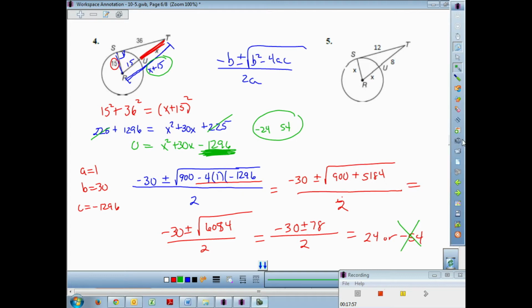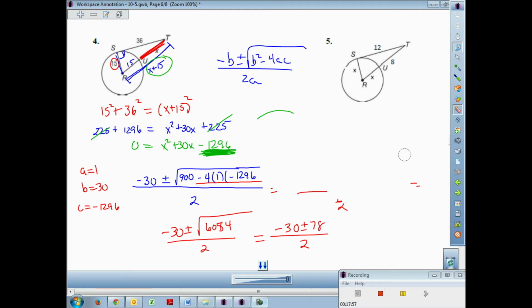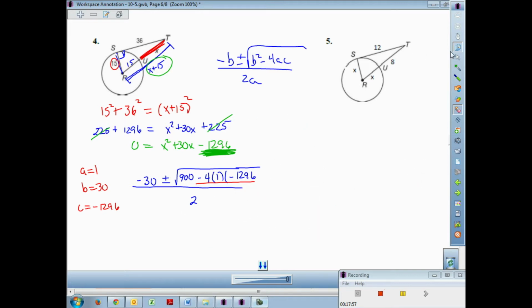So let's do one more of those problems. Let me get rid of all this work right here. And we have, again, a radius touching a point of tangency. So we have a right angle right here. And we can set up our Pythagorean theorem. I'm a fan of you putting this total distance in there of x plus 8.